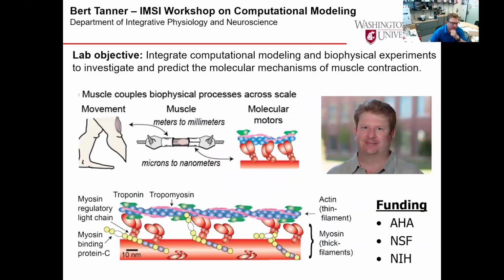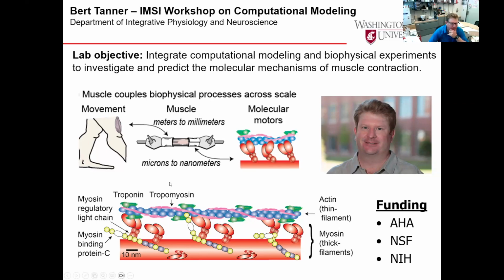And so as an overview of what goes on in my lab, we do a lot of single fiber mechanics, mostly with skinned fibers. We do a tiny bit of intact muscle work, but not very much. And we also do some computational modeling. So we try to integrate the computational modeling and the biophysical experiments to investigate the molecular mechanisms of contraction.